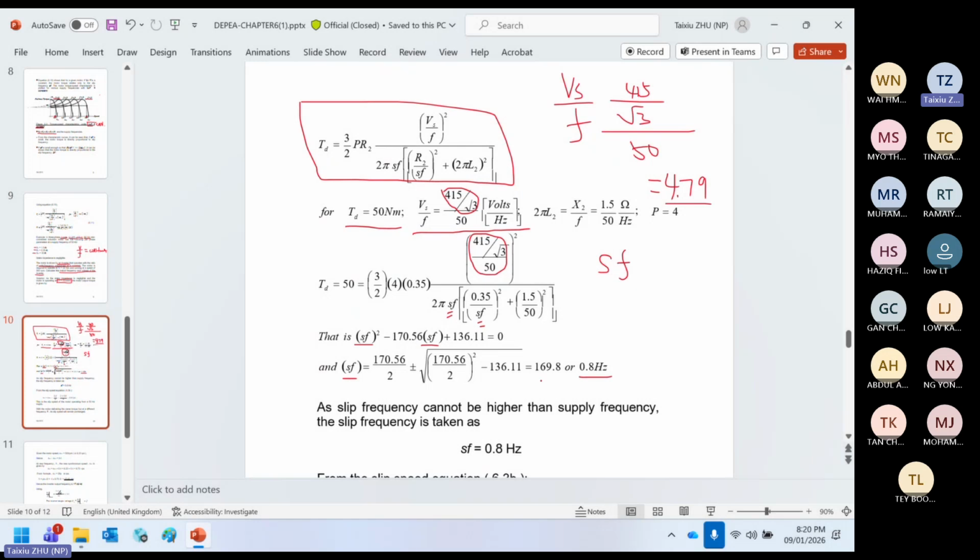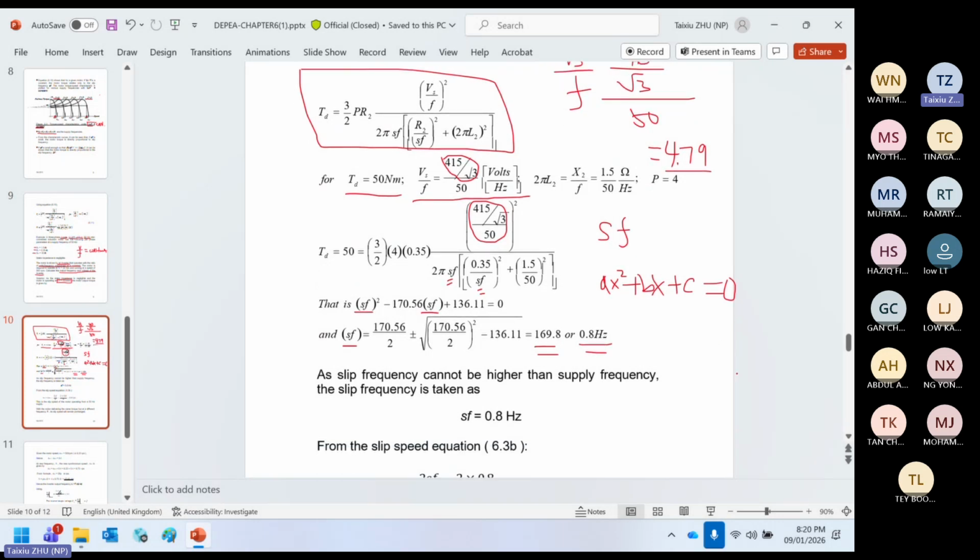But do we have a slip? Slip frequency cannot be higher than the supply frequency. Oh, this one gives you two values. Now you solve this, you get this and this. Because it's a quadratic equation, this looks like ax squared plus bx plus c equals 0. How many roots here? You got 2, isn't it? You solve this and you get 2 roots. One is 169.8, the other one is 0.8. Then we have to decide which one is the correct one.